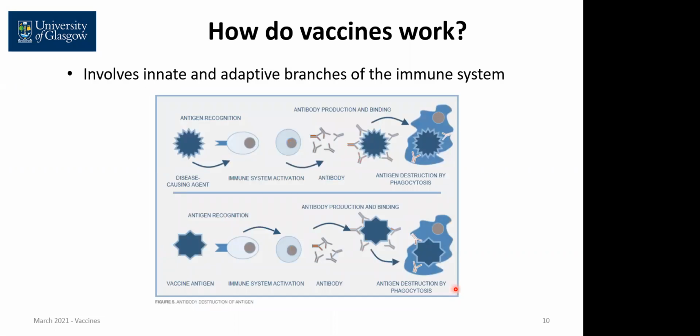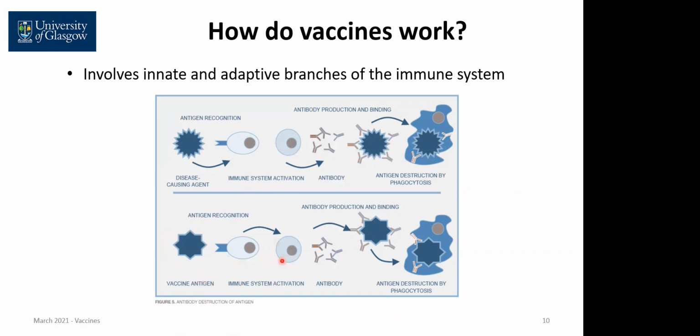So the process of vaccination involves both the innate and the adaptive branches of the immune system. This is a very simple way of looking at things here, and we'll go into a bit more detail in the coming slides. You have a disease-causing agent that will be recognized by the immune system. The innate and the adaptive immune system will work together to basically drive an antibody response. This antibody will then be able to target that disease-causing agent and drive destruction of it. Within the context of vaccinations, you are vaccinated with a certain antigen against or of a certain microbe.